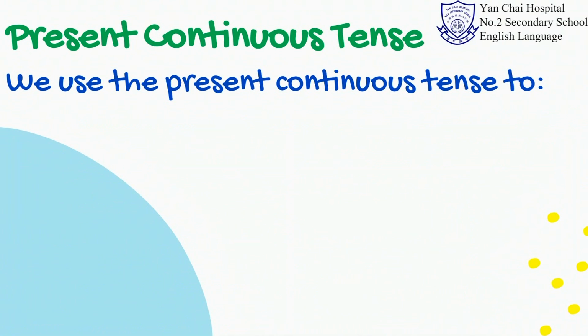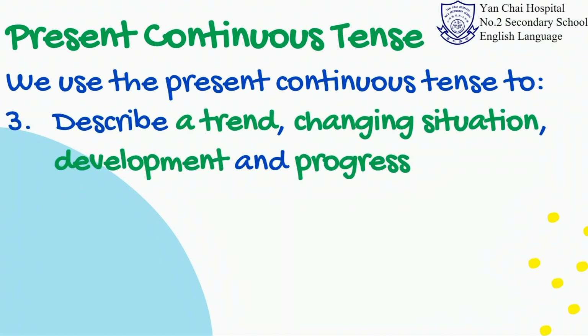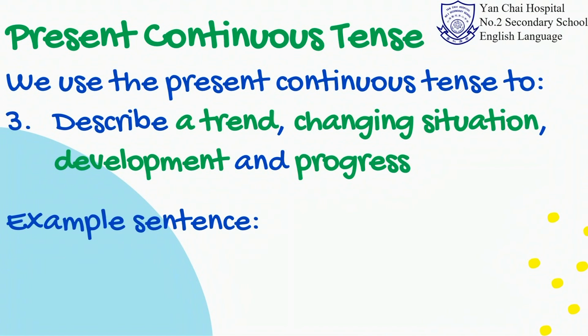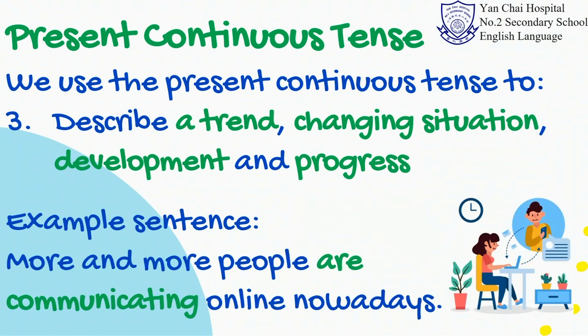We use the present continuous tense to describe a trend, changing situation, development, and progress. Example sentence: More and more people are communicating online nowadays.